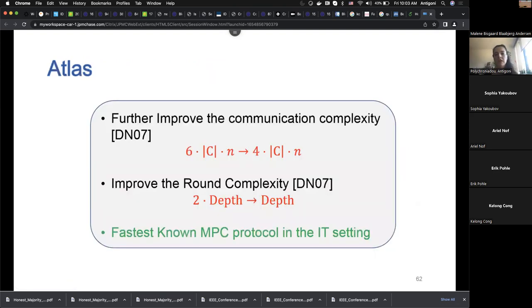So here is the complexity that we have in total for the DN protocol. It's basically 4 times the size of the circuit times n. And we can also reduce the depth by half. This is basically what we can have for honest majority. This is the best complexity that we currently have.